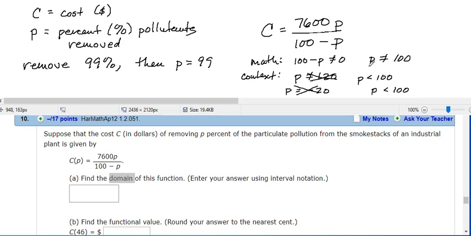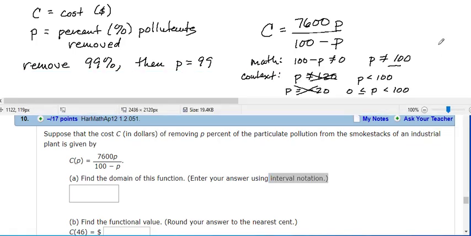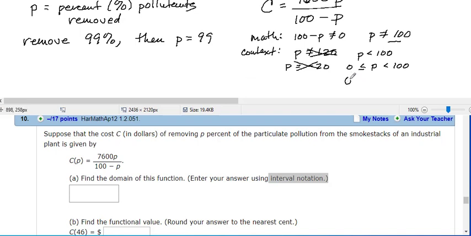It can't equal 100 for mathematical reasons. And it has to stay greater than or equal to 0, since I could remove 0% by just doing nothing. So my domain is from 0, the least I could do, up to as close to 100 as you can get, but I can't actually have 100. How do you put that in interval notation? This is a Math 1010 pop quiz. Left endpoint 0, right endpoint 100, and you separate them with a comma.